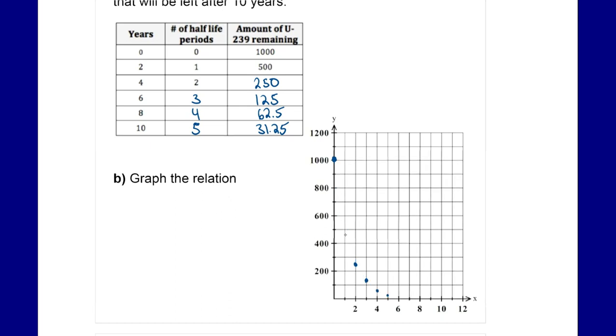Oops, I kind of messed it up. I was going off of half-life periods, not years. So year 2, it's 500. Year 4, it's 250. Year 6, it's 125. Year 8, it's 62. And year 10 is 31. My mistake, I was looking at the decay periods, not the actual years.